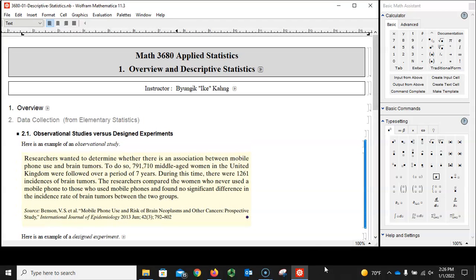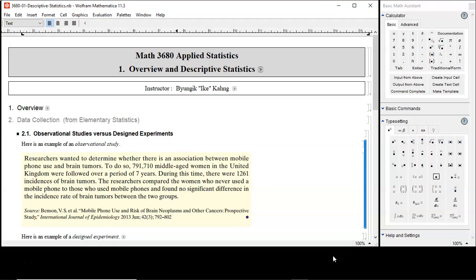Here's an example of an observational study. Please stop the playback and read through. Alright, done with reading? What's this all about? A group of researchers wants to study the possible connection between cell phone use and brain tumor. So they observed a large number of people for a number of years. And there are many people who have been using a lot of cell phones and also many people not using very much, and then compare their brain tumor cases.